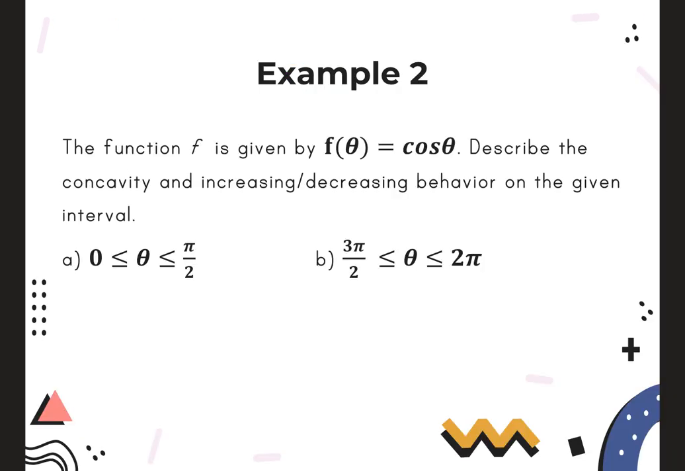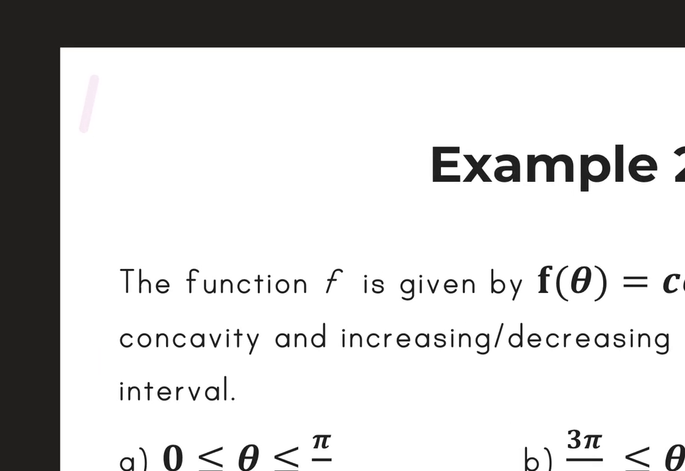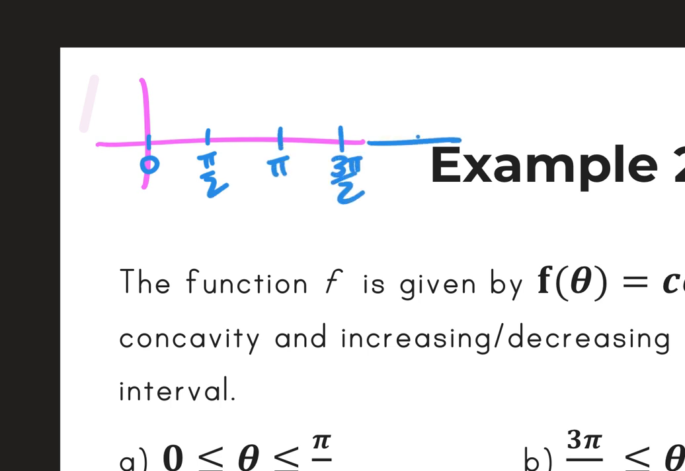All right, we'll do one more and then we'll stop. So now we're basing it on cosine. So we need to know what the cosine parent function looks like. 0, pi over 2, pi, 3 pi over 2, 2 pi. It starts at 1. It comes down to 0, down to -1, up to 0, up to +1.